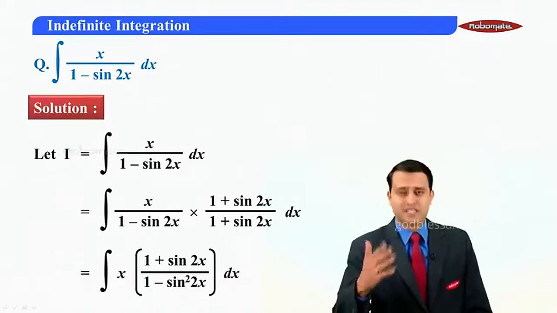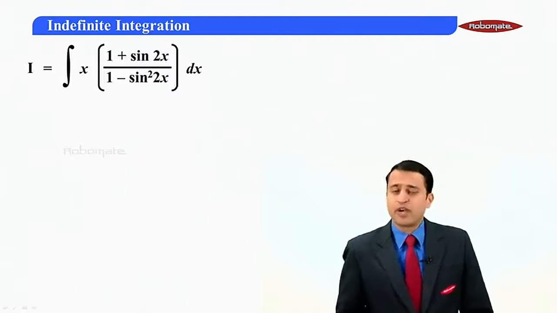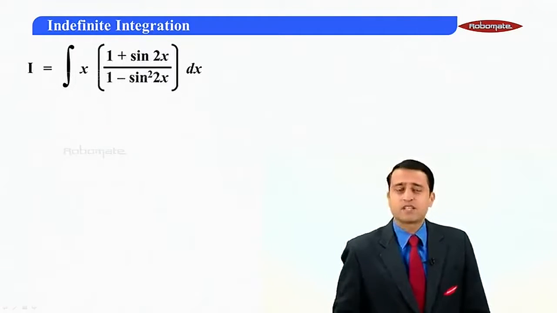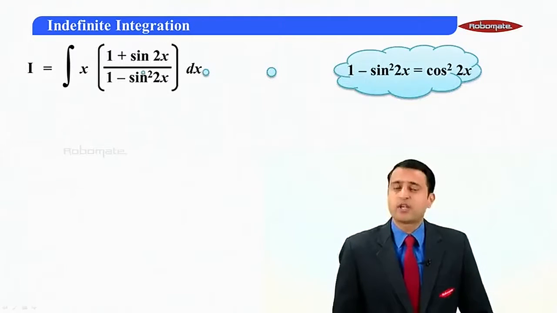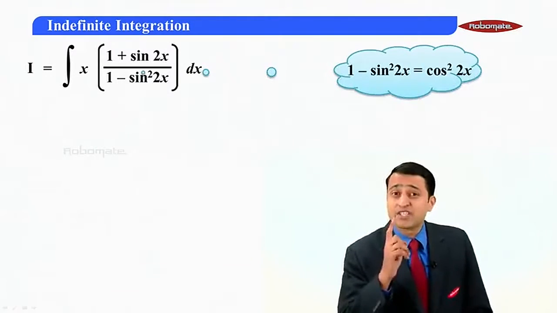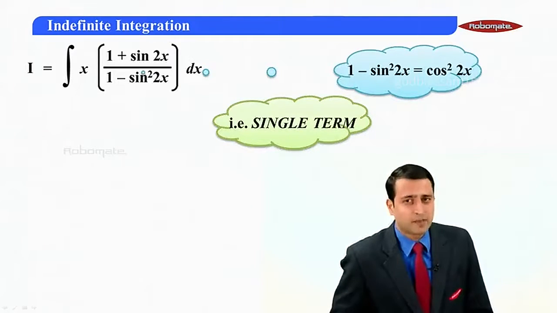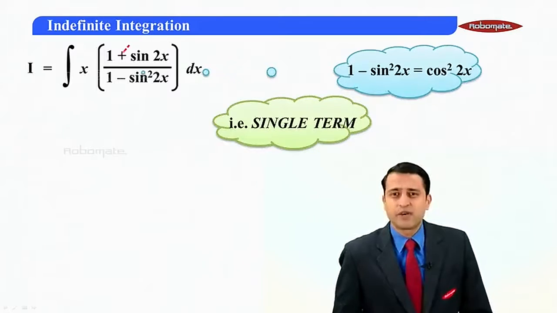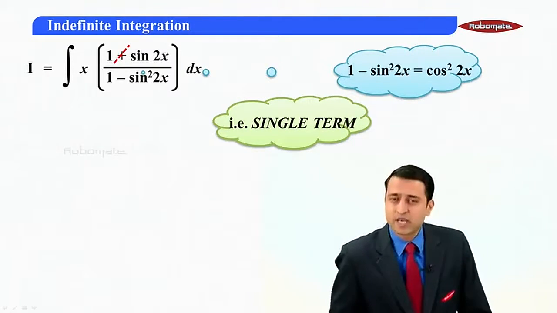Now what to do with this? Let's copy the step to understand better. Now my dear students, what I have in the denominator is 1 minus sine square 2x. My 10th standard tells me it is nothing but cos square 2x. That is, I have a single term in the denominator. And I have told you so many times in the chapter, whenever we have a single term, what we need to do is separate the terms in the numerator.